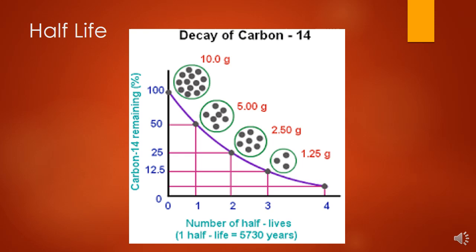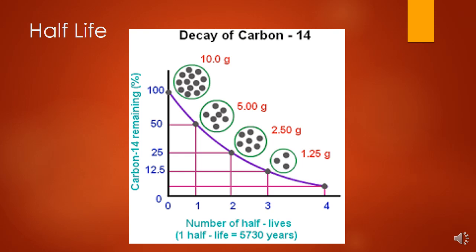So from 0 to 1, we're going to go from 10 grams to 5. Then the same thing, another 5,730 years, we're going to have half of that, 2.5 grams. And then another 5,730 years, and we're going to have 1.25, and so on. Each time I have half of what I started with.